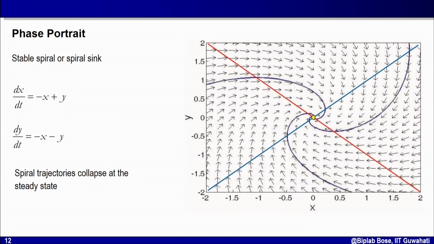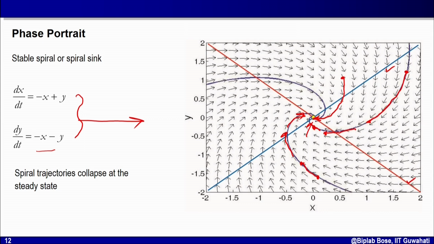Now comes another type of phase portrait. I have taken two ODEs, dx/dt equal to minus x plus y and dy/dt equal to minus x minus y. These two ODEs are represented by this phase portrait. Again, I have two null lines here by the colored lines, and the arrows represent dy/dx. And the intersection point of the null lines is the yellow dot, which is showing the steady state. If you start from anywhere, suppose here on this phase plot, the arrows tell you that you will follow this path and collapse at the steady state. If you start from here, you will follow this path and collapse at the steady state.